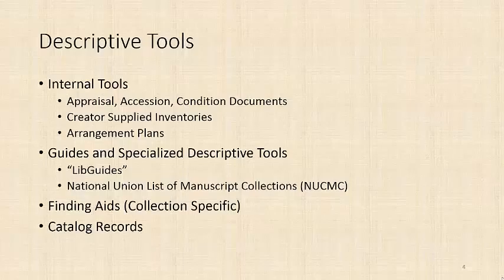The most comprehensive and probably the most important union list of manuscript collections is named exactly that, the National Union List of Manuscript Collections, called NUCMUC, and formerly maintained by the Library of Congress. Another external tool is the finding aid. Finding aids are collection specific. Then there are catalog records. This provides access to the finding aid that provides access to the collection itself.